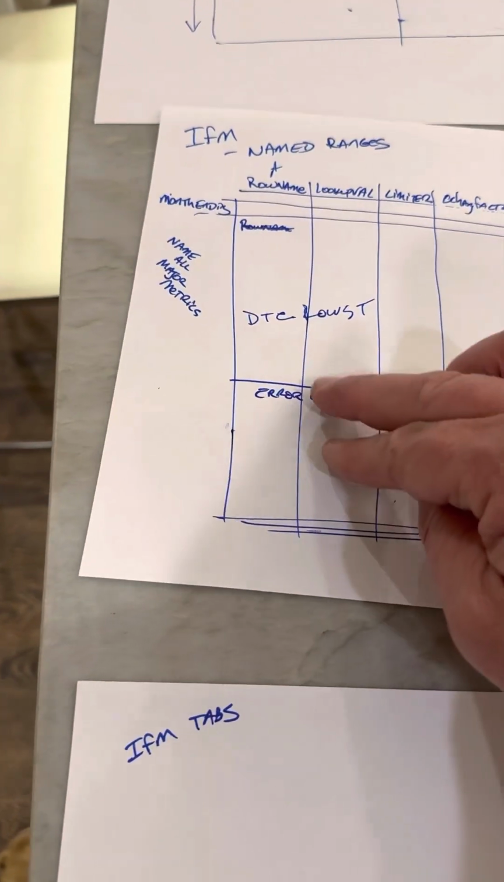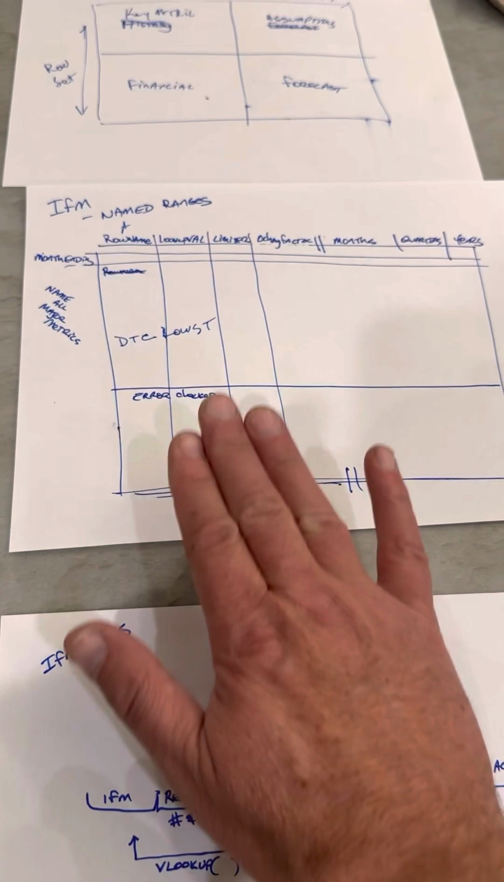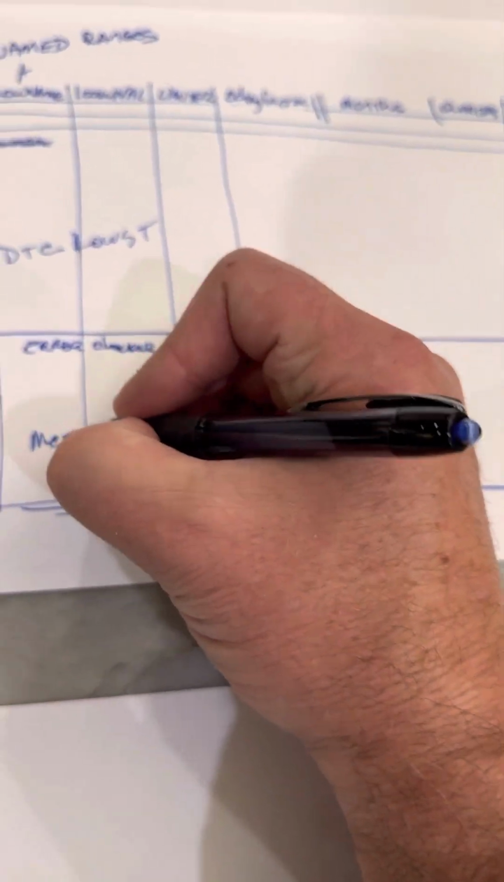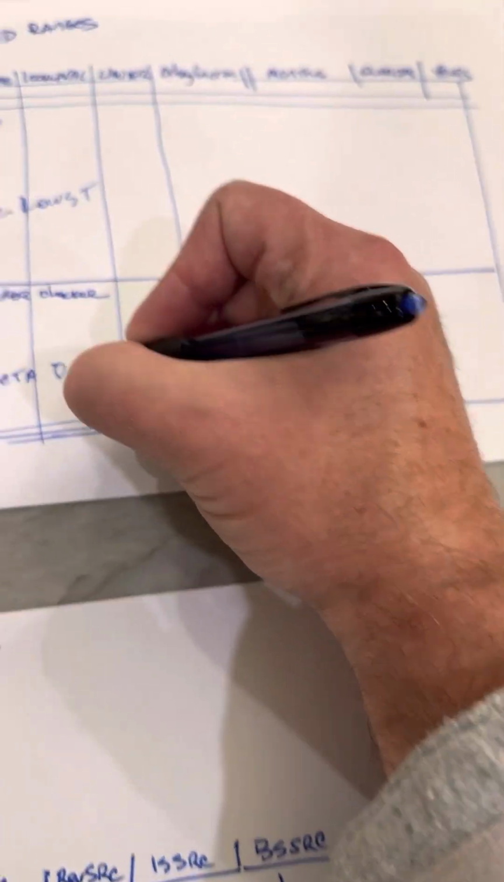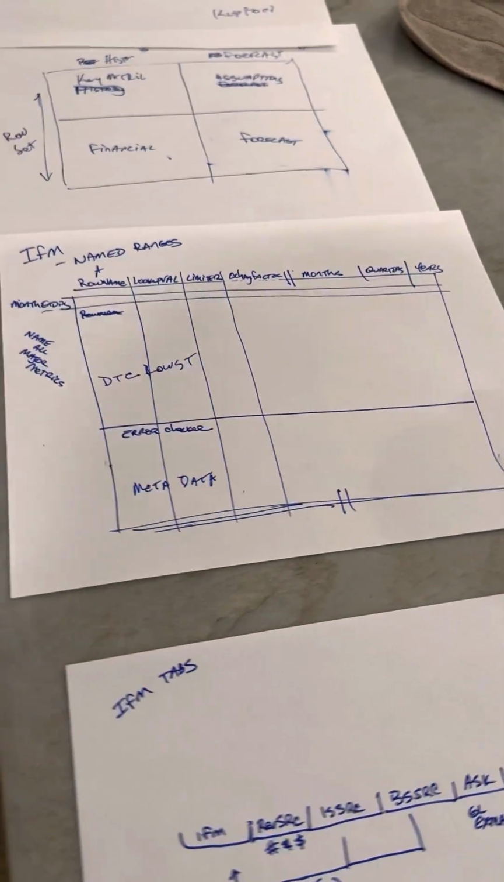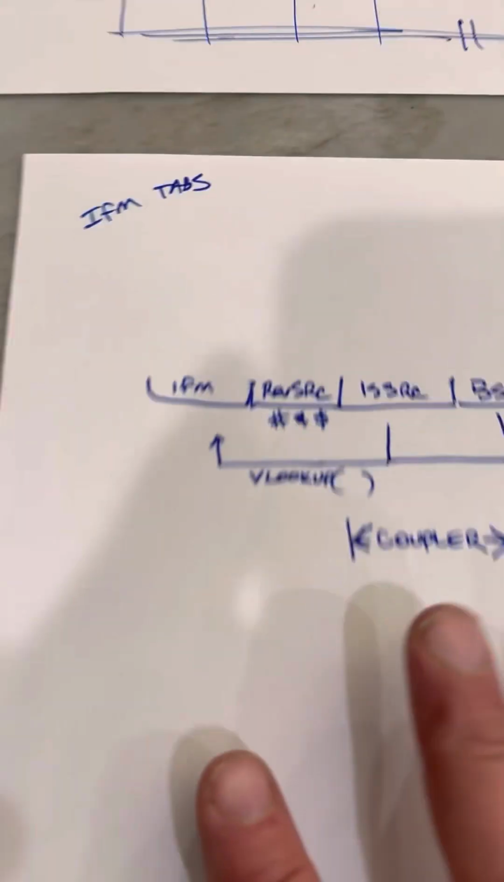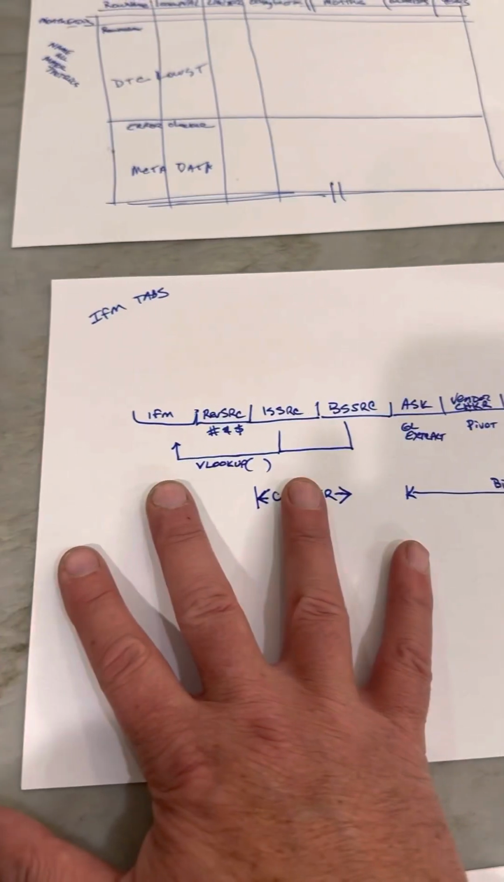And then the key part of all this is that there's an error checker. We'll talk about how the error checker works later, but just know that it's there. And there's also metadata. And metadata is what makes our formulas work. More about that later.